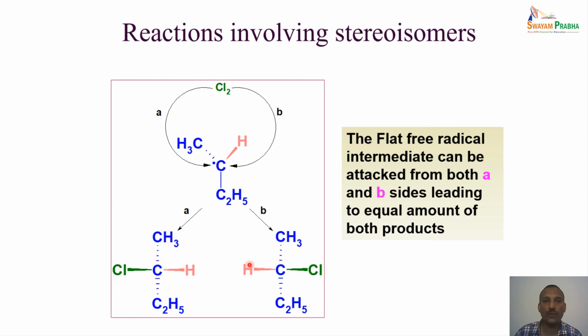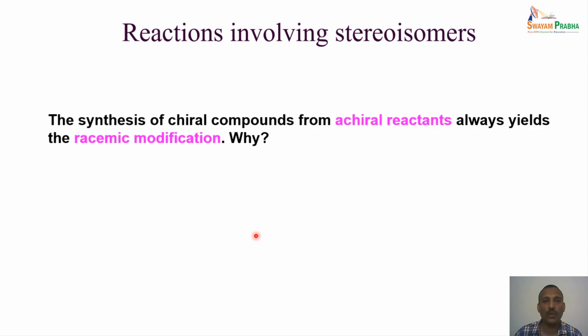In other words, if the starting material is achiral and we are not using any chiral substances or reagents in the reaction, the obtained products are going to be achiral only, because we get a 1:1 mixture of both products. In other words, we get a racemic modification. So, as I mentioned, the synthesis of chiral compounds from achiral reactants is always a racemic modification.